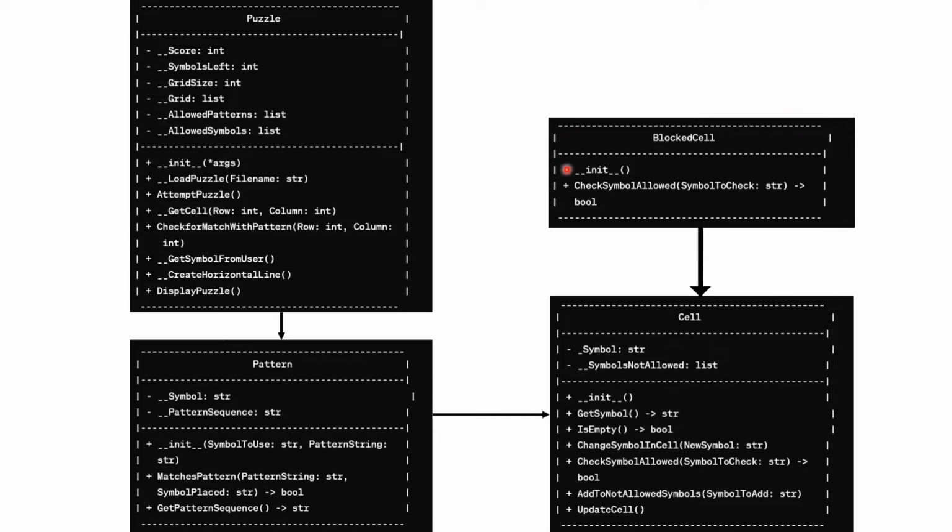Lastly, the inherited class, blocked cell, is being inherited from the cell, and this represents the cells that cannot be changed, or in other words, the cells that are marked with an @ symbol. So all of these classes work together to create and manage our puzzle. However, there's no direct inheritance or composition between our puzzle, pattern, or cell class. However, there's an inheritance between the blocked cell and the cell class.